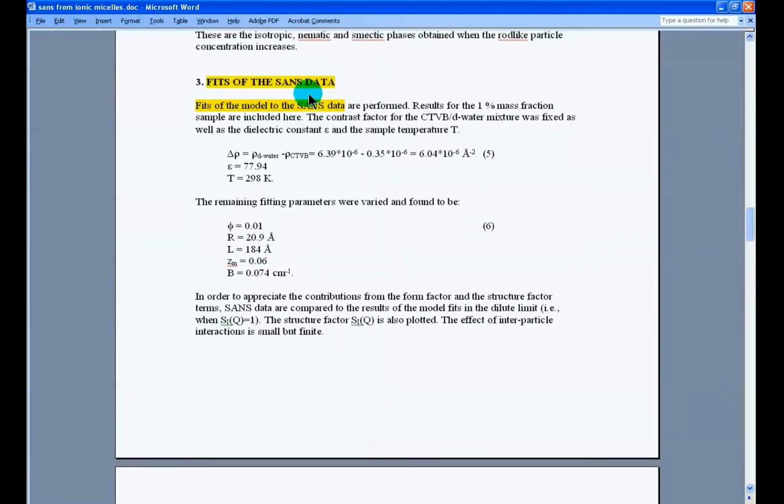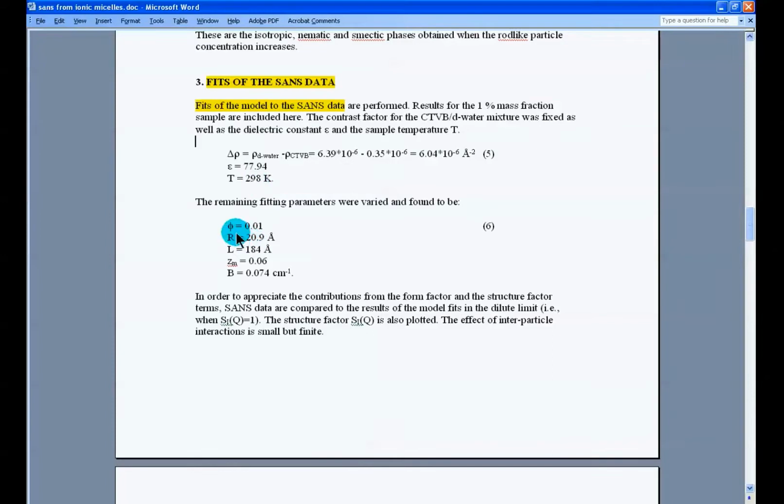Fits to the SANS data, using the model for rods and then the MSA. This is the contrast of the CTVB in deuterated water. This is the dielectric constant, which is used in the MSA model. That's the temperature, around ambient.